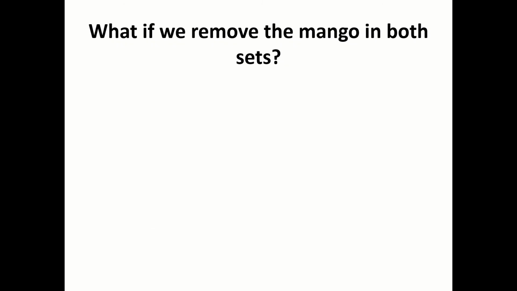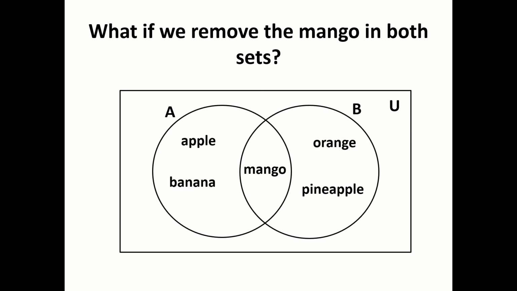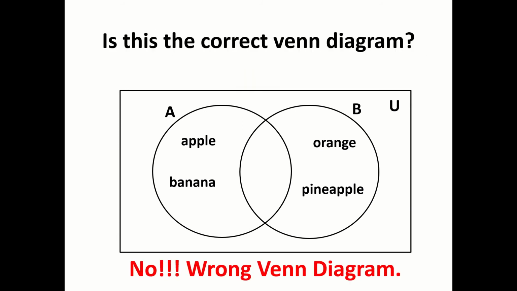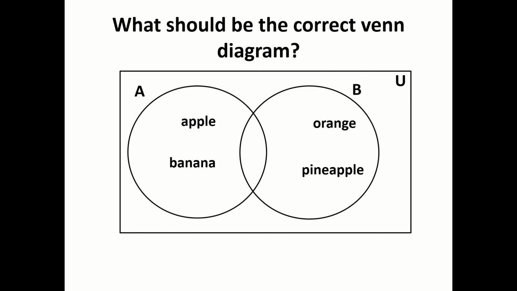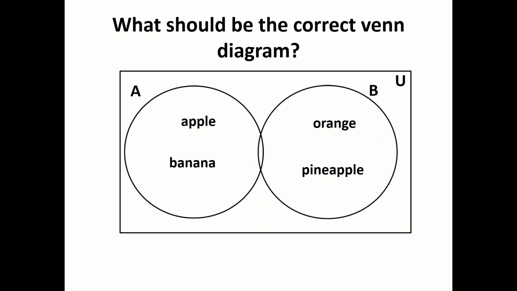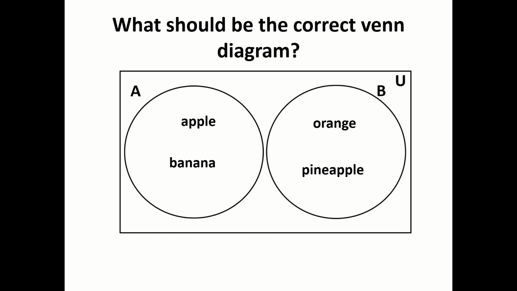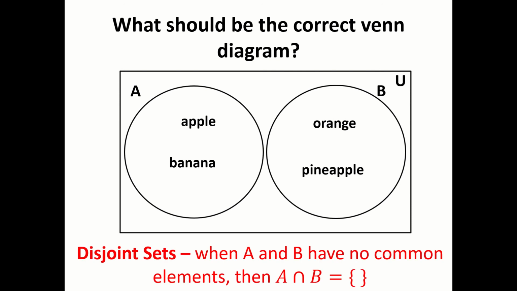So now, what if we remove the mango in both sets? Like this. In the Venn diagram, the mango is in the middle. But what if we remove that? That means that we need to correct our Venn diagram because it's wrong. If they don't have anything in common, that means that we need to separate the two circles. Because if we completely separate the two circles, that means that they are disjoint sets.